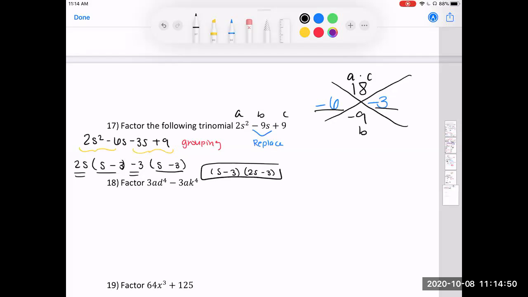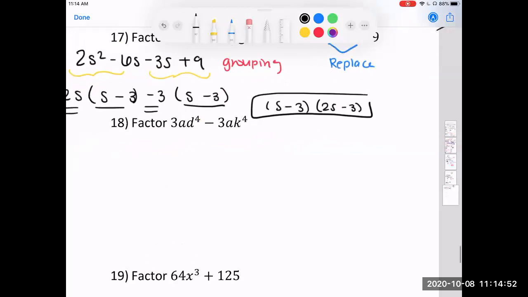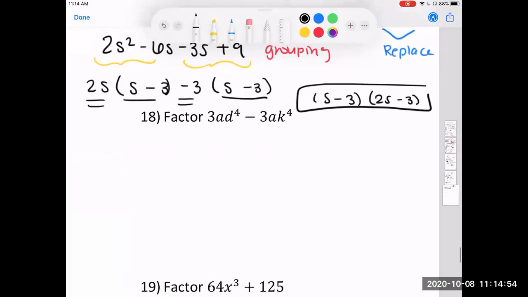Okay, let's continue with 18. We're asked to factor 3ad to the 4th power minus 3ak to the 4th power. Let's begin by factoring out a common factor. I see I can factor out the 3 and the a. If I factor out a 3a, I'm left with d to the 4th power minus k to the 4th power.